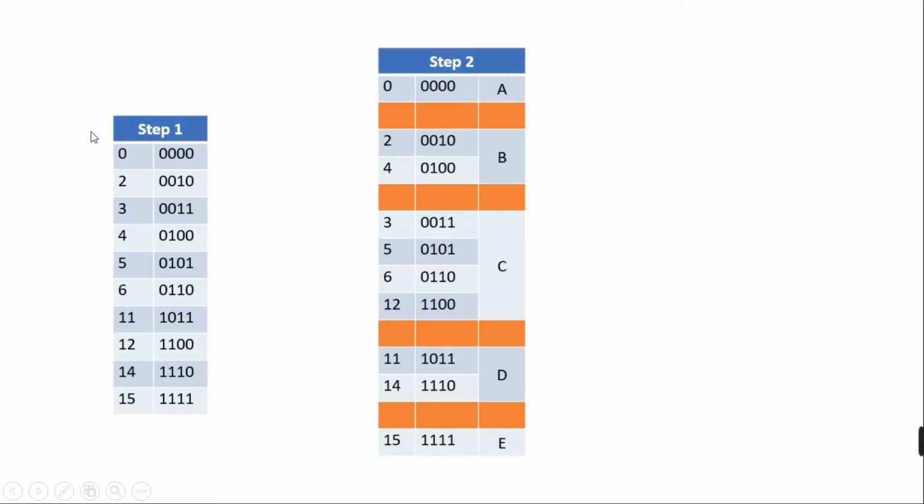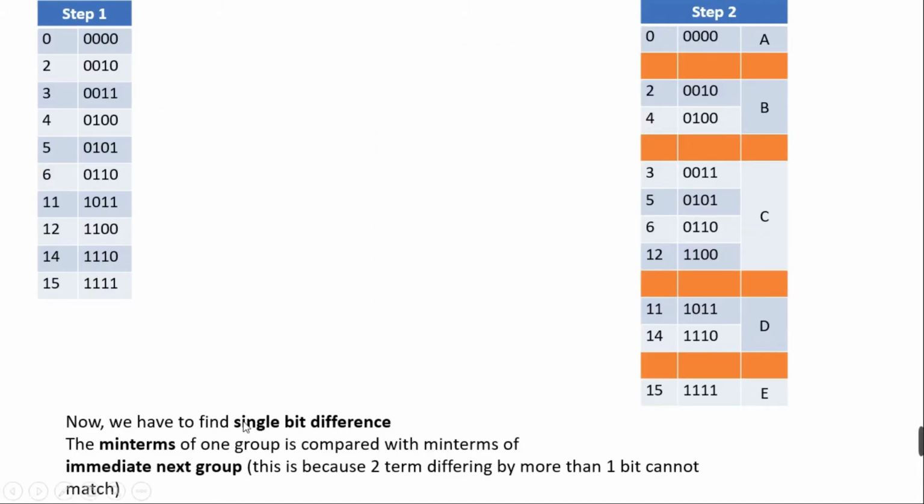This is how our problem looks right now, step 1 and step 2. We have just grouped all the binary numbers based upon the number of ones in them. So what should we do next? What we're going to do is find single bit differences in step 2. The min terms of one group are compared to the min terms of another group. We're going to compare all the min terms of group A with all the min terms of group B, then compare all the min terms of group B with those of group C, and so on.